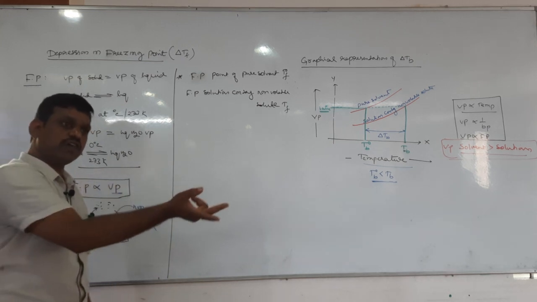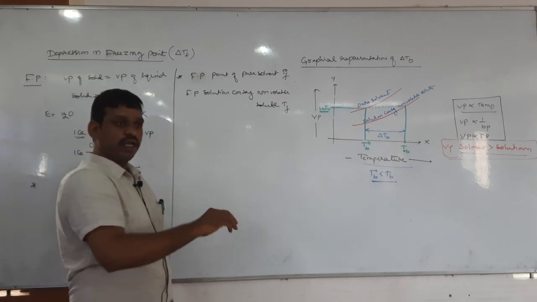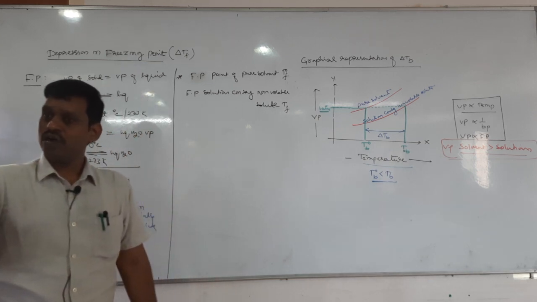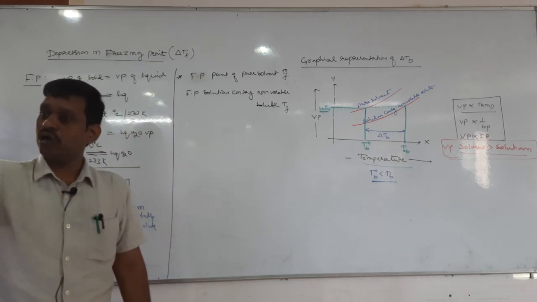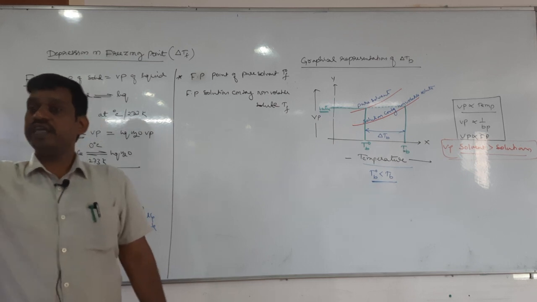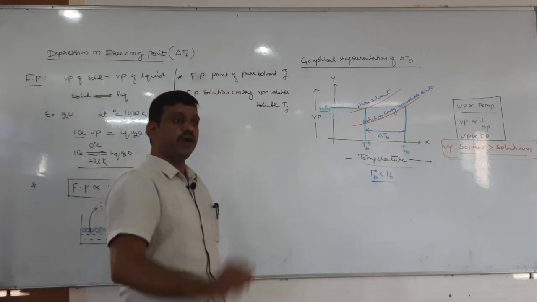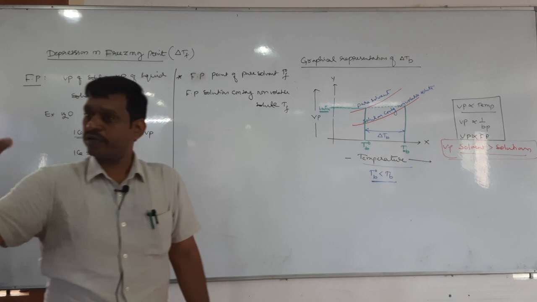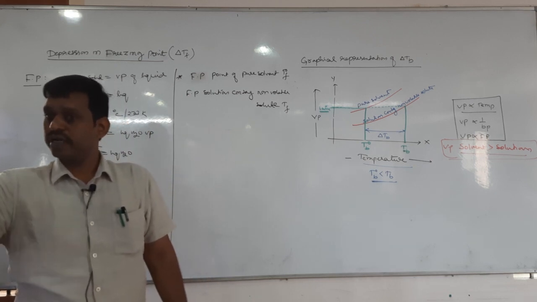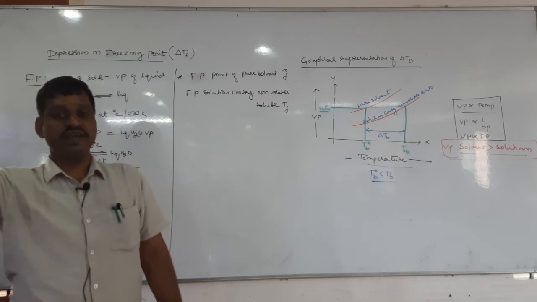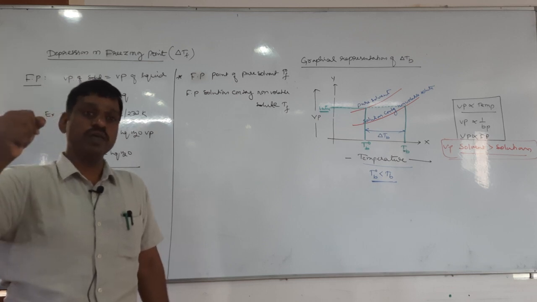See here, it is the reverse of elevation of boiling point. Notice what happened there. When a non-volatile solute is added to a pure volatile solvent, the boiling point increases. That's what is called elevation of boiling point. We do not say depression of boiling point. The boiling point increases. That is elevation of boiling point.